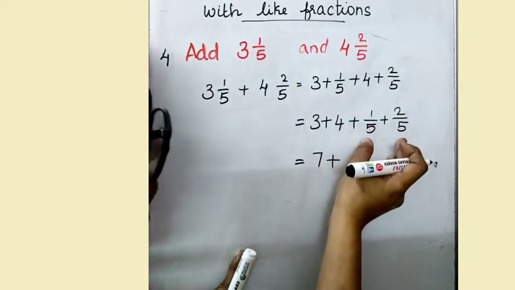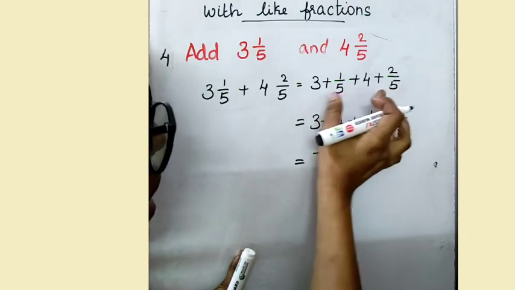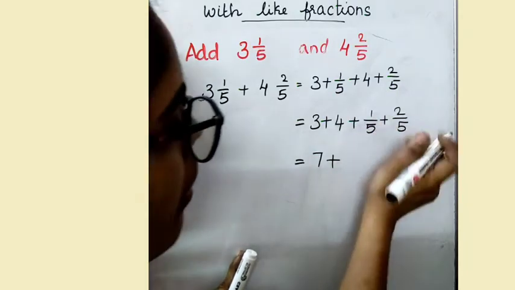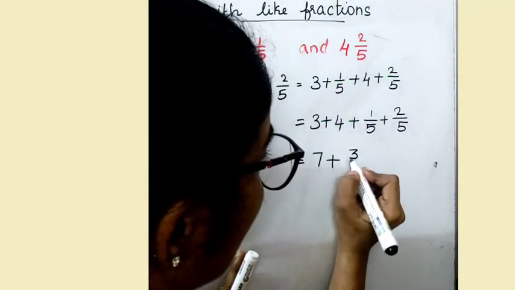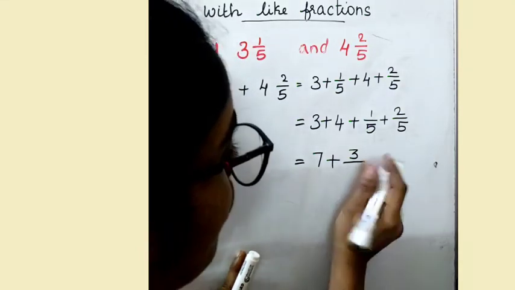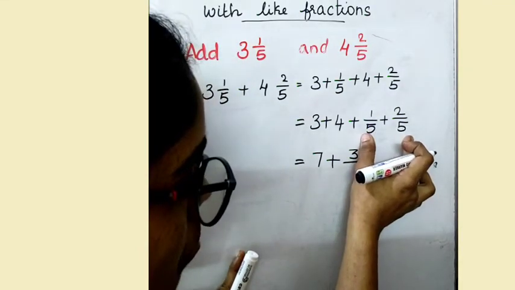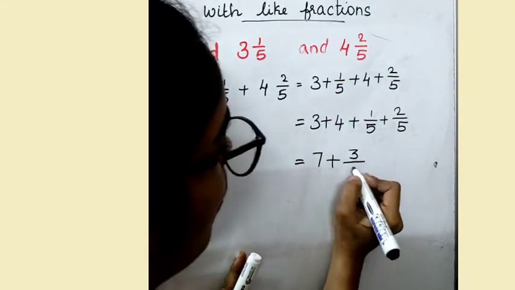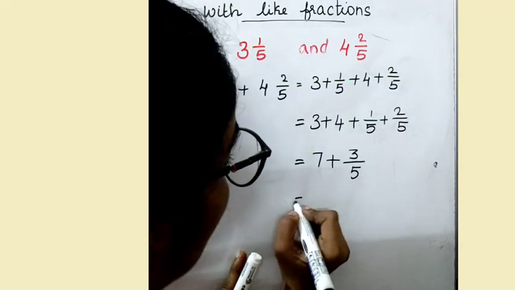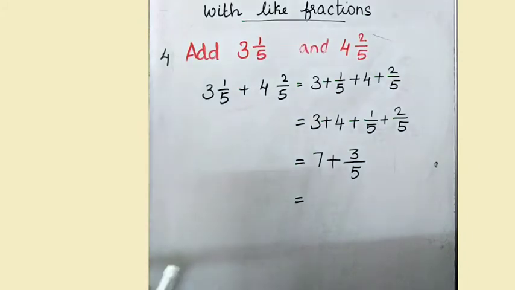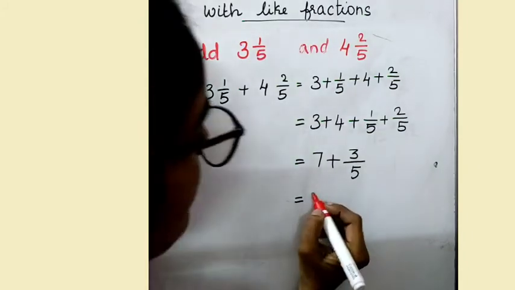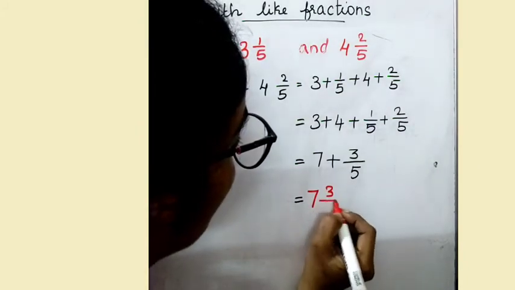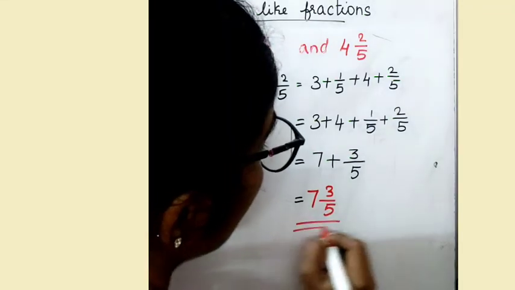We have to add the numerator. So we are writing these fractional parts together. 1 plus 2 is 3. We know that it is 3. We are not adding the denominator. The denominator remains unchanged. 3 by 5. That is equal to, what is the answer? 7 and 3 by 5 is the answer.